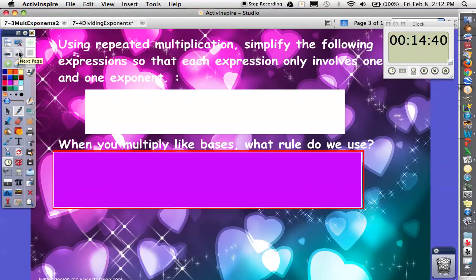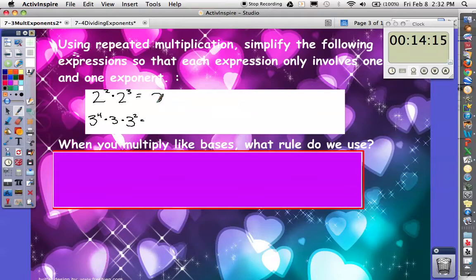Your warm-up says, using repeated multiplication, simplify the following expressions so that each expression only involves one base with one exponent. Take a moment to simplify this, and I want you to write it out. Use that idea that this is repeated multiplication when you use a power. So pause the video, write it out, see if you can write it with one base and one exponent, and then see if you can discover the rule.